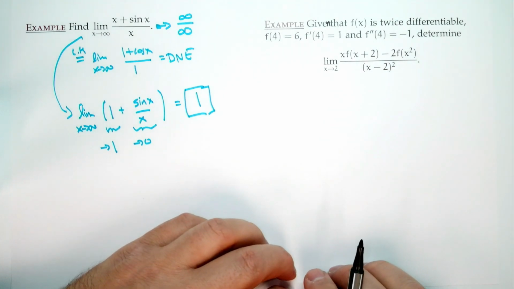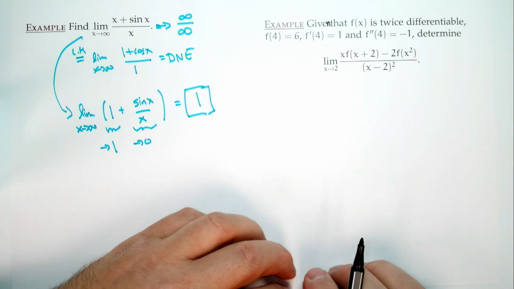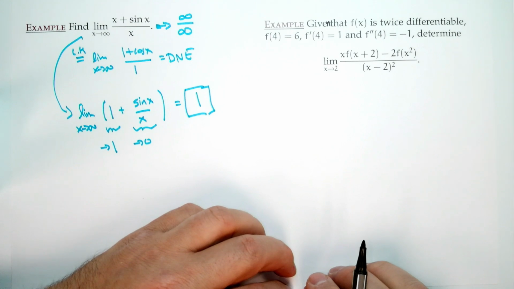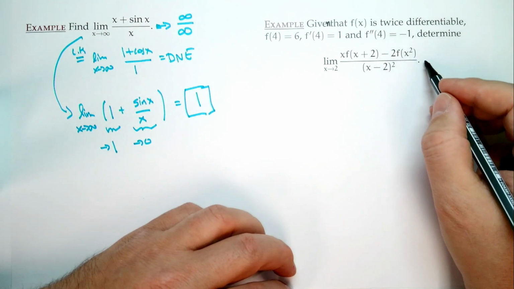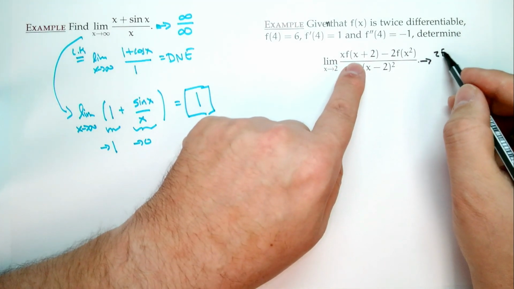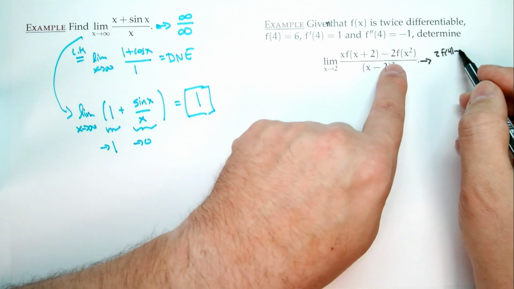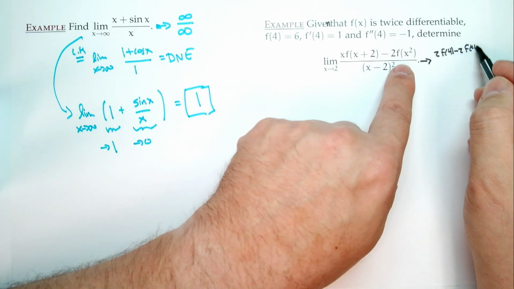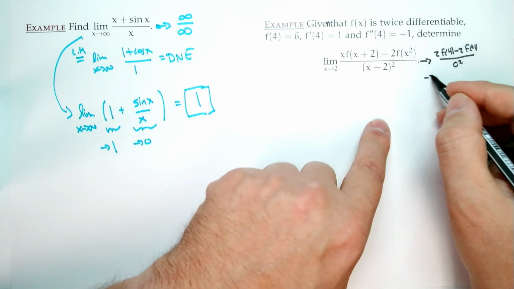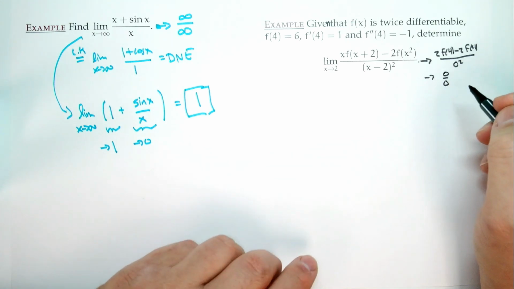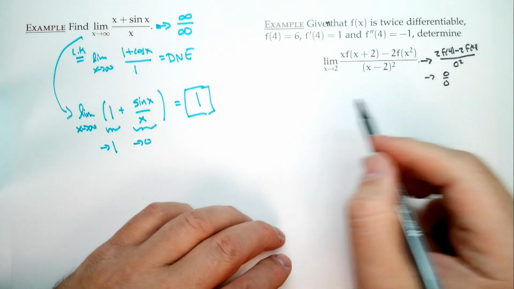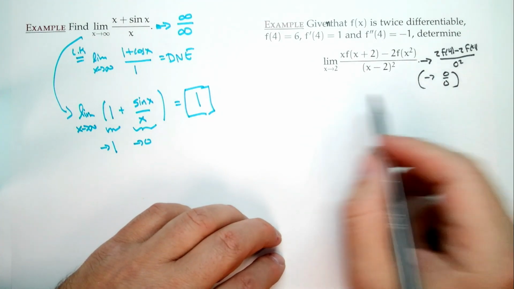Limit as x approaches 2 of x times f of x plus 2 minus 2 f of x squared, over x minus 2 squared. So, first thing is plug in 2. We're going to get 2 times f of 4 minus 2 times f of 4 all over 0 squared. Well, that is 0 over 0. Okay, good. Back in business. We're going to 0 over 0, which means we can now apply L'Hopital.